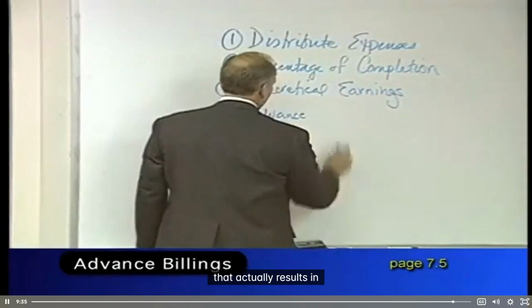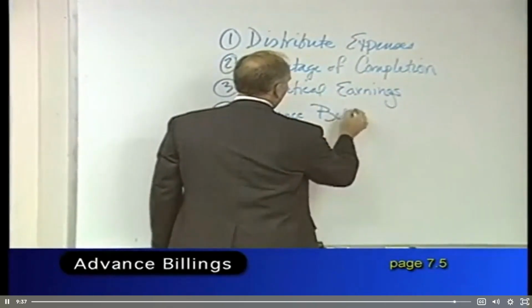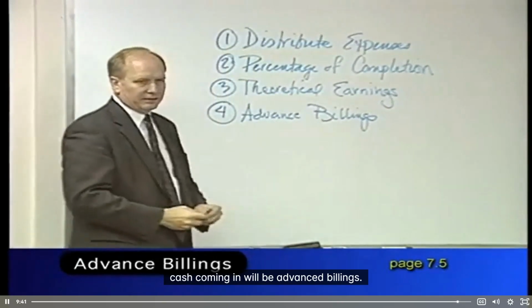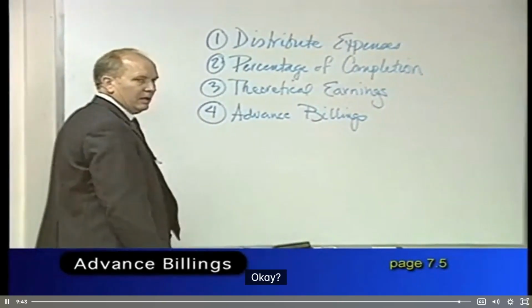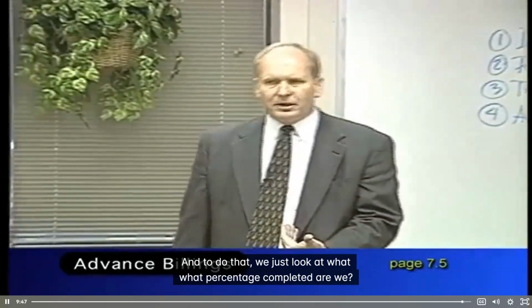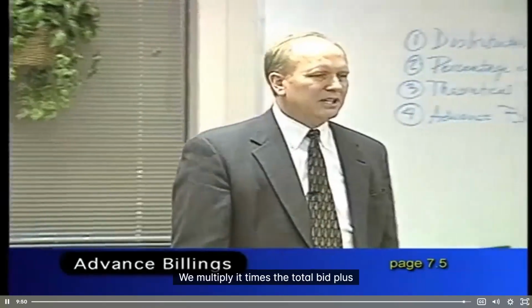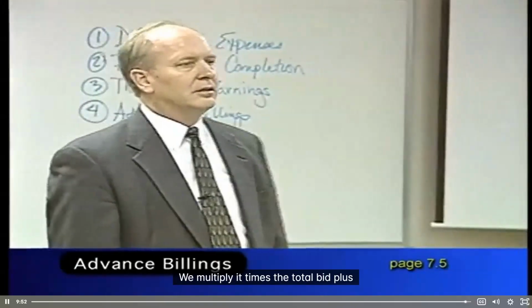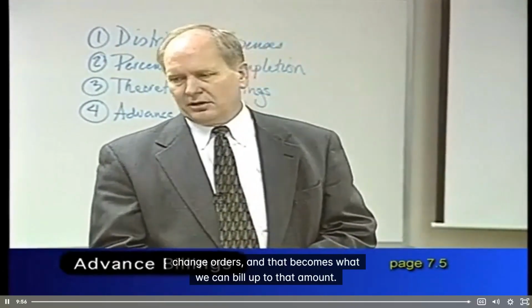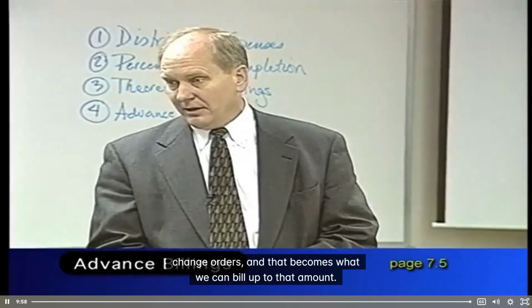And then the last one, and the one that actually results in cash coming in, will be advanced billings. Okay? And to do that, we just look at what percentage completed we are. We multiply it times the total bid plus change orders, and that becomes what we can bill up to that amount. Okay?